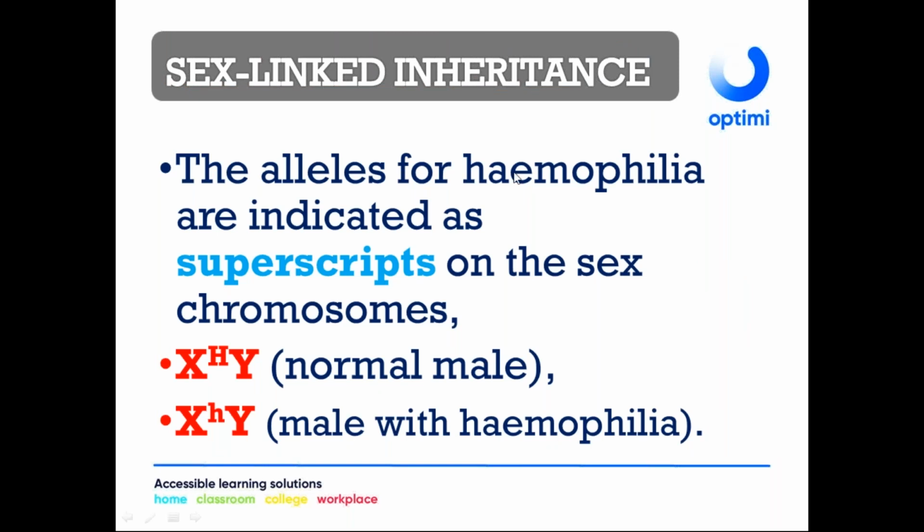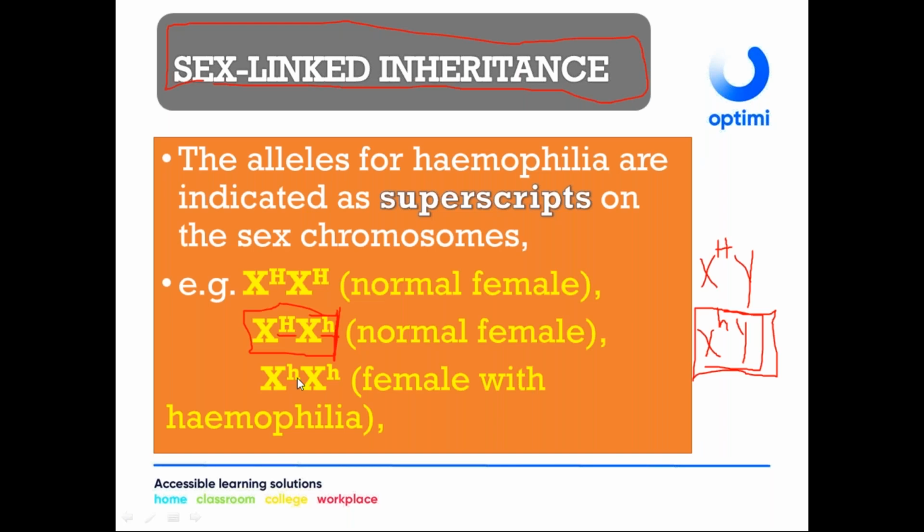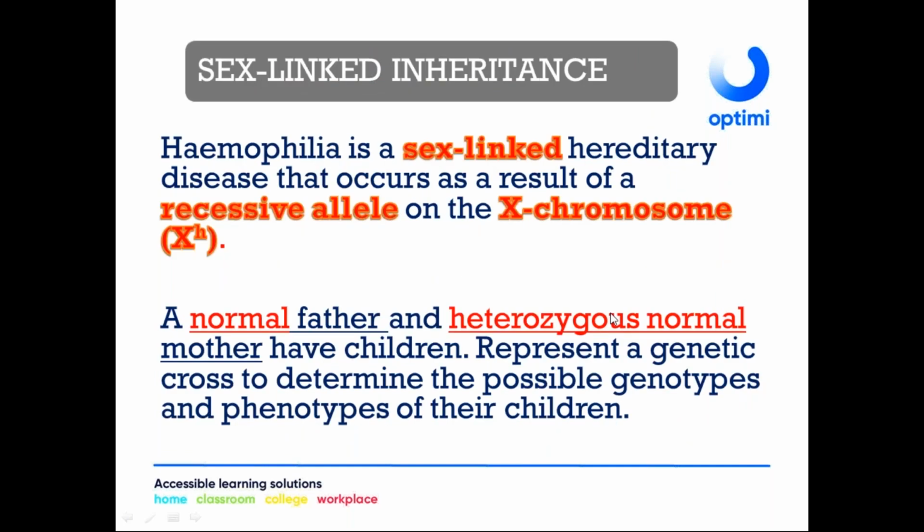The alleles for hemophilia are indicated as superscripts on the sex chromosome. This is a normal male, this is a male with hemophilia. We've looked at the possible genotypes of females with hemophilia. Females with hemophilia will have small letter h in their superscript. What is hemophilia? Hemophilia is a sex-linked hereditary disease that occurs as a result of a recessive allele on the X chromosome. Recessive means we have a small or lowercase h in the X chromosome.